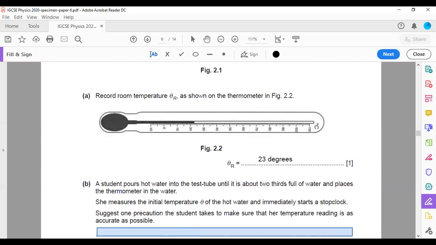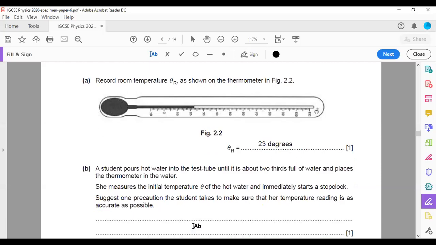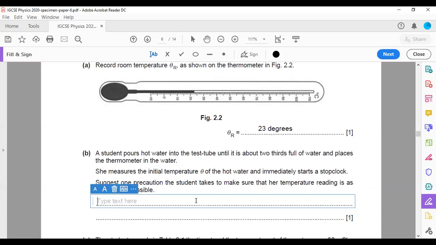So they said, suggest one precaution that the student takes to make sure that her reading is as accurate as possible. Now we're going back to identify where the fault was. A student pours hot water into the test tube until it is about 2/3 full and places the thermometer in the water. She measures the initial temperature of the hot water and immediately starts the stop clock. Suggest one precaution that the student takes to make sure that her temperature reading is as accurate as possible.